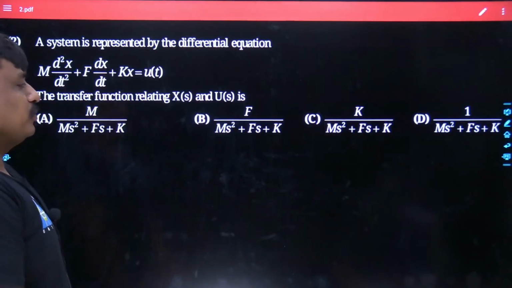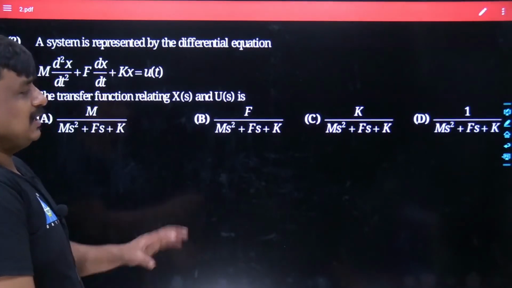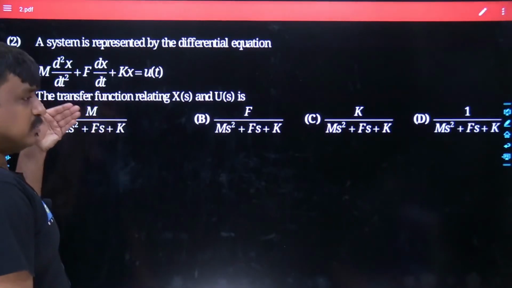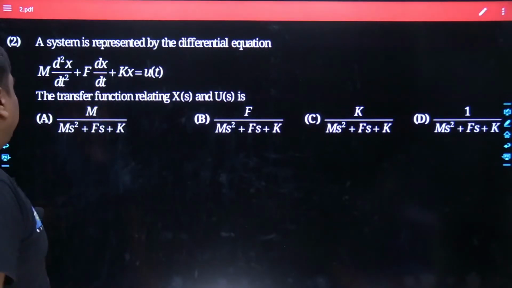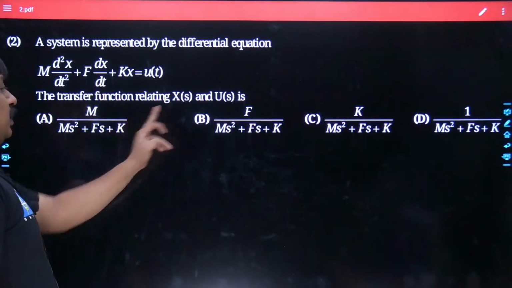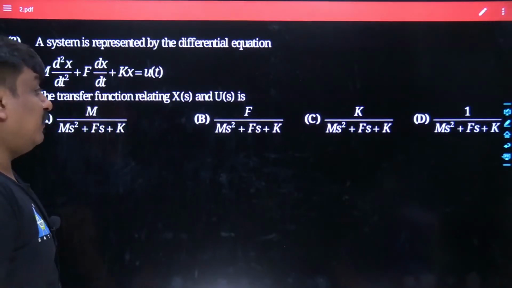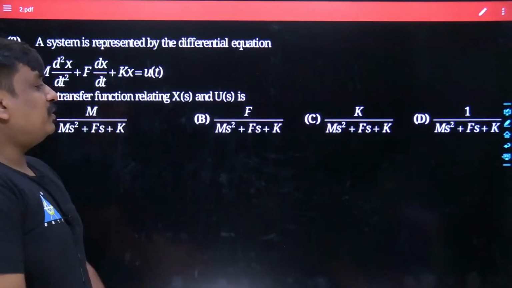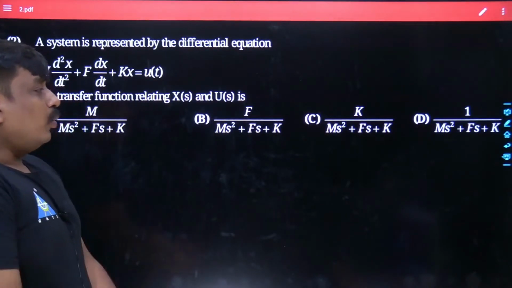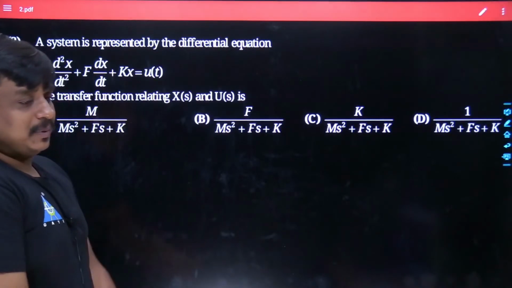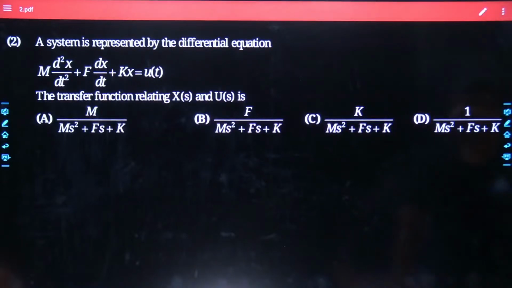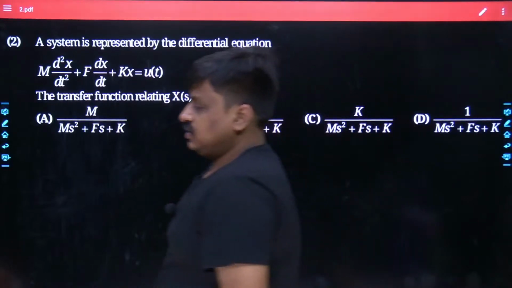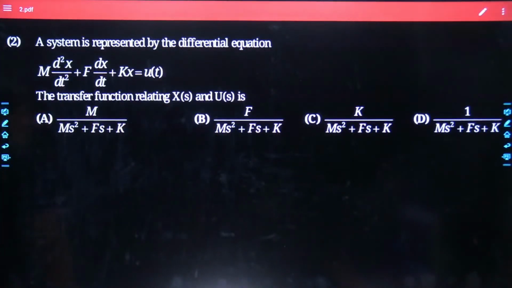The four different options must be visible on your screen, but anyway, for the sake of better clarity, let me read each and every option word by word. It is m divided by ms square plus fs plus k, f divided by ms square plus fs plus k, k divided by ms square plus fs plus k, 1 divided by ms square plus fs plus k. And probably this problem should not take more than 20 seconds to get solved. Yes. Probably this question should not take more than 30 seconds.